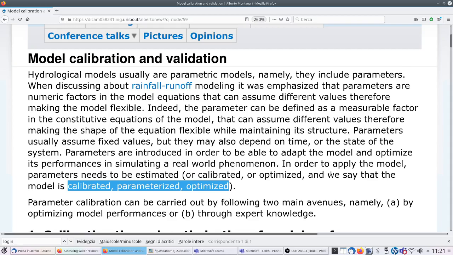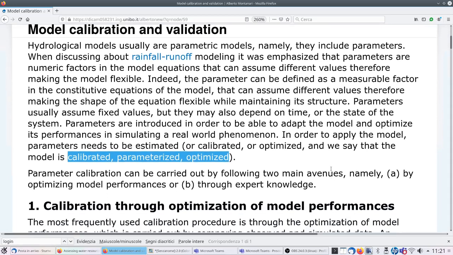I am highlighting with the selection, but I still see that it's a bit late, so let's wait a little bit. And these are, as I said, synonyms. So when you hear people saying model calibration, which is the most frequent terminology that is applied, you just have to understand that it's a synonym of parameterization, optimization. And it's, as I said, a fundamental step.